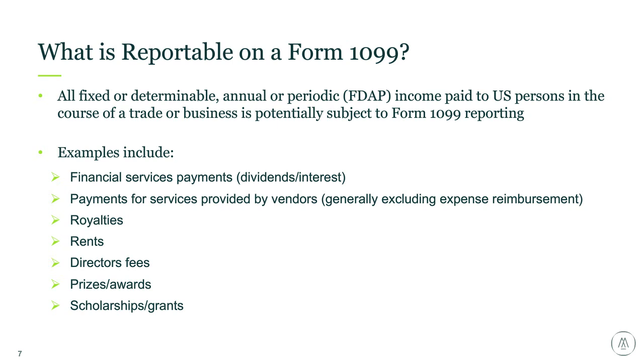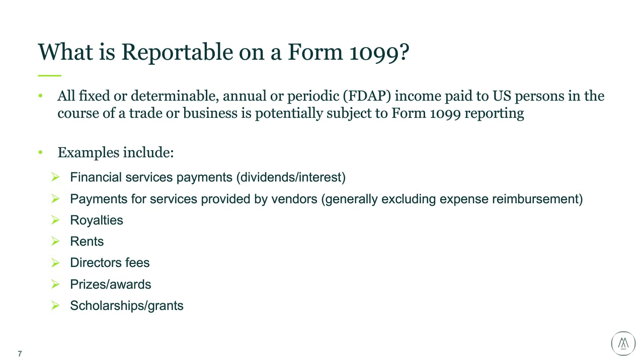For household purposes, if you're paying a gardener to come by and mow your lawn every week or so, that's not subject to 1099 reporting. If you did that in the course of a trade or business, so had a gardener come and mow your office building lawn, that would be subject to 1099 reporting.